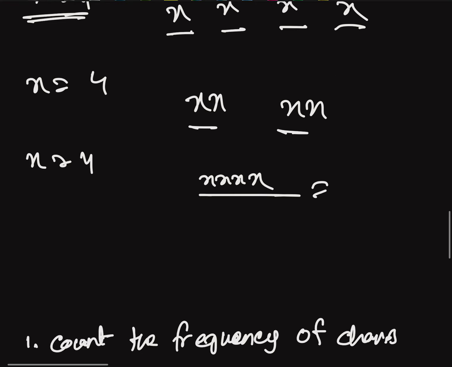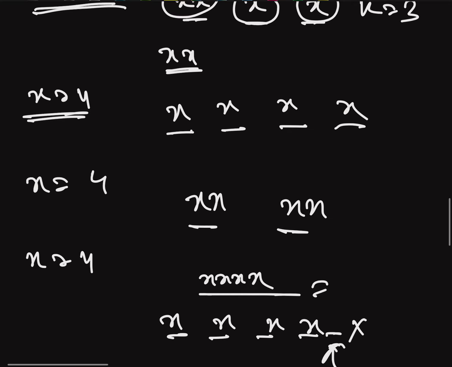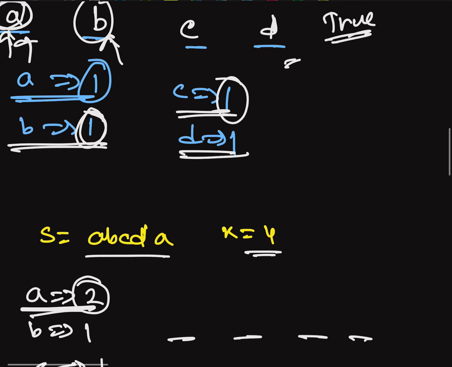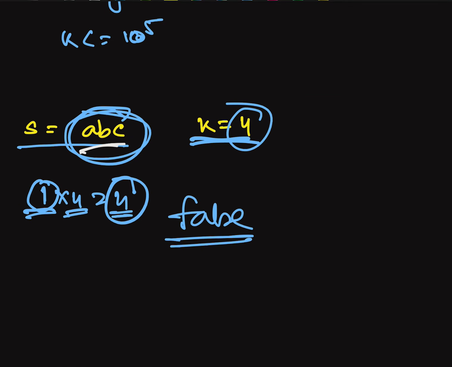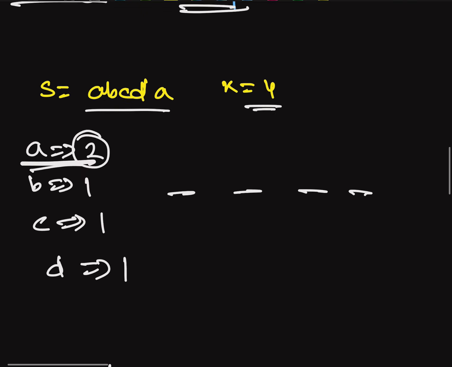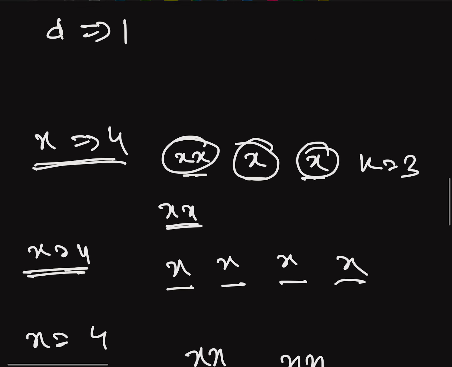But is it possible to generate 5 palindromes? No, because I can place only 4 in 4 different strings. One string will still be empty. So that is already handled at the front, that the length of the string should always be greater than or equal to k, the number of palindrome strings we want to generate. So the total length is always handled. Got it? So that's why it is clear that for the even frequency character we don't need to check anything, because it is sure that it will always be possible to generate palindrome strings.